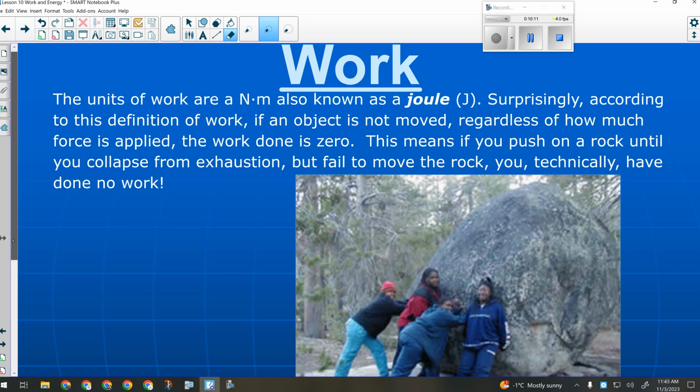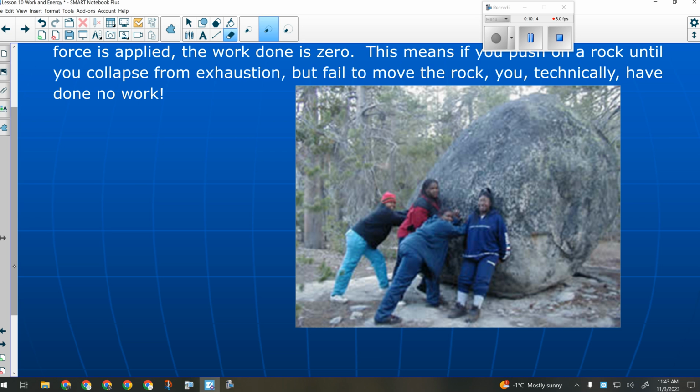Okay, these four girls, they're pushing really hard on that rock. But that rock has been there for thousands of years, and it's not going anywhere because of anything they do. Are they doing work? No. Nope. Okay, not on the rock. Are they using energy? Yes. Why?